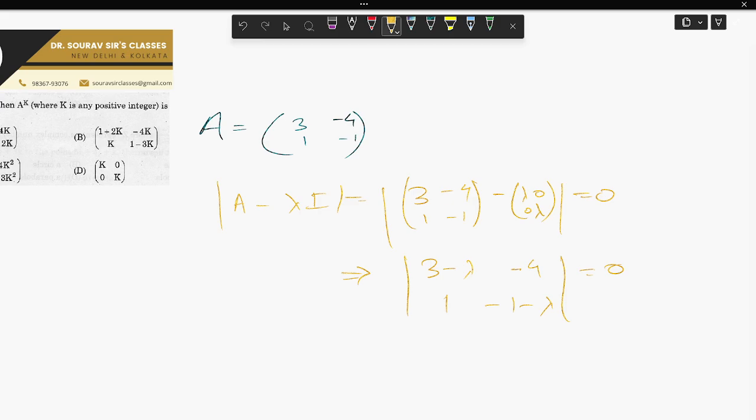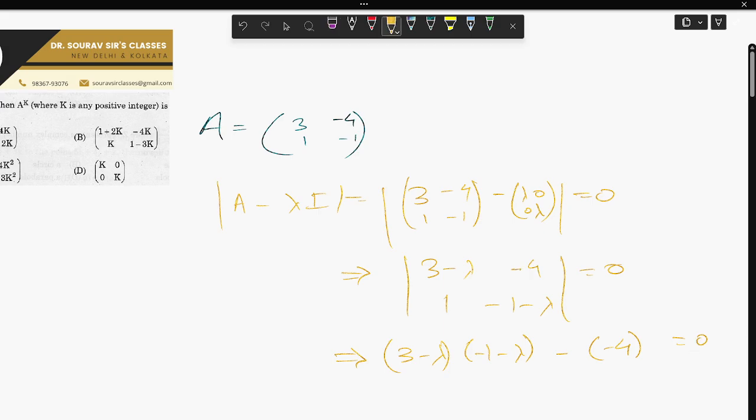So now the determinant of A minus lambda I will be equal to what? That will be (3 minus lambda) times (-1 minus lambda) minus (-4 times 1) equals 0. So we will get, taking the minus part common, lambda squared minus 2 lambda plus 1 equals 0. So we can say that our lambda is equal to 1 with multiplicity 2.